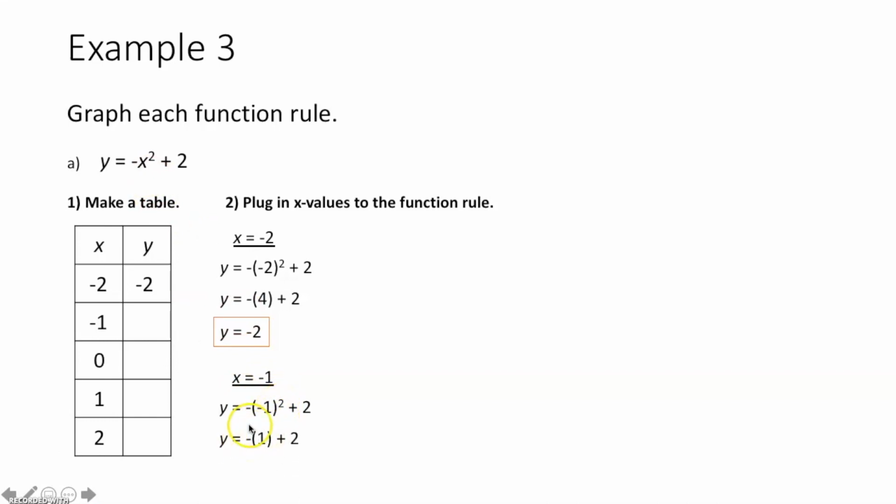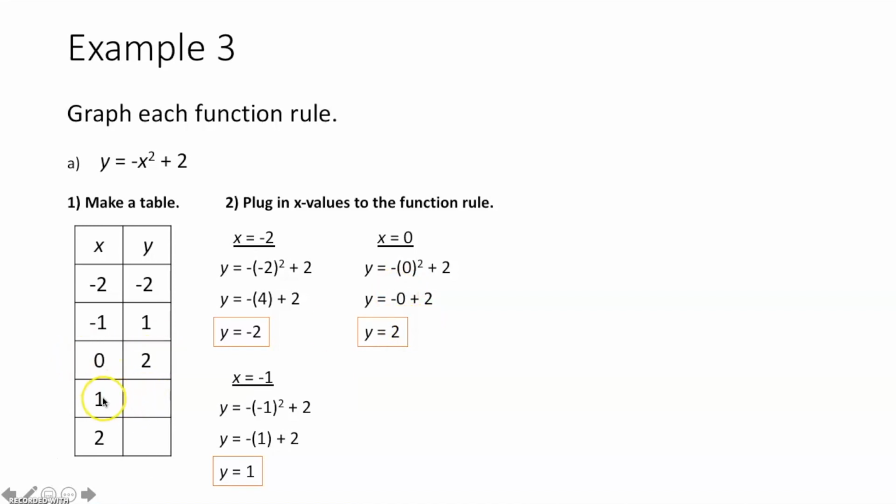Then I tack on the negative. It becomes -1 plus 2 gives me +1. So I plug that in here. What's the y value that goes with x is equal to 0? I take 0, plug it in for x. 0 squared is 0 times -1 is 0 plus 2 is 2. So I take 2, plug it in here.